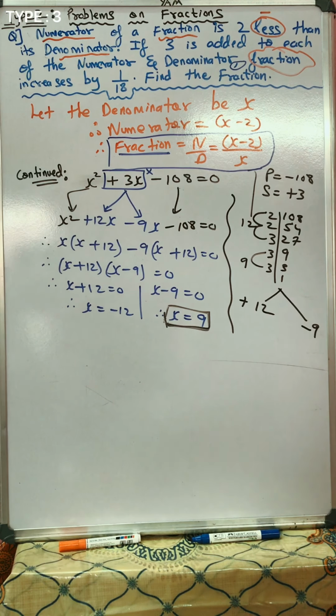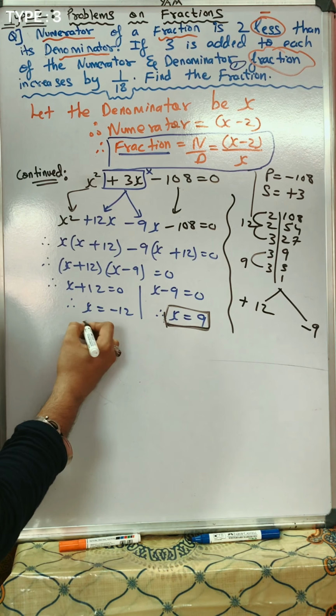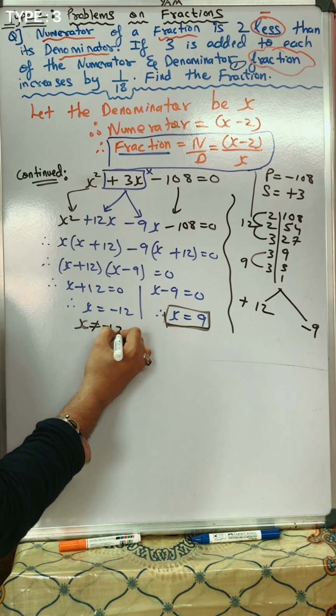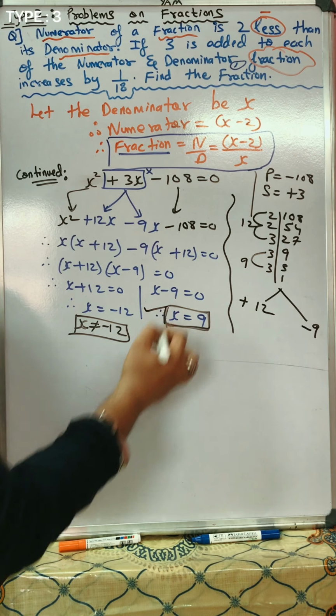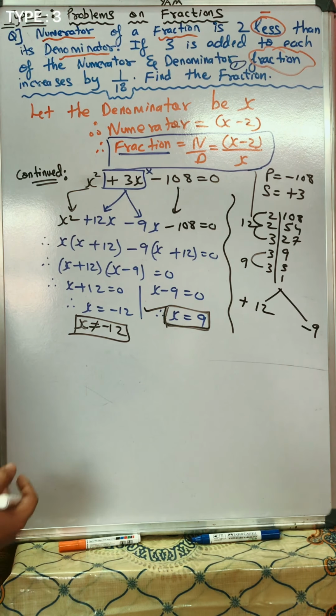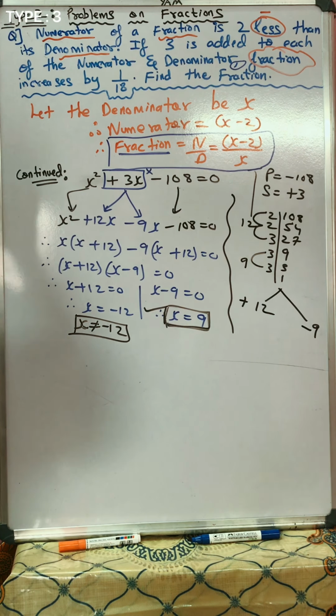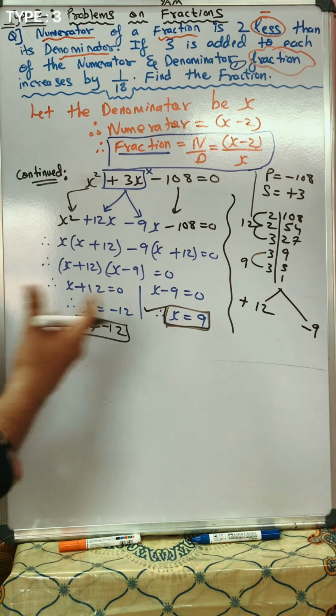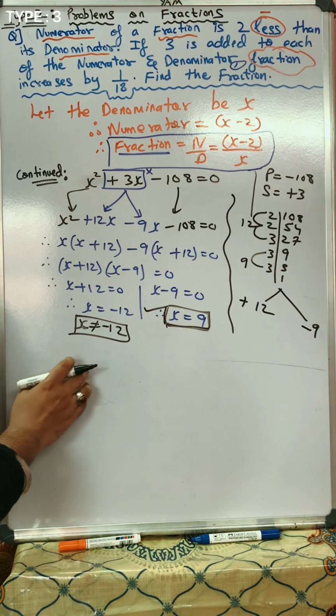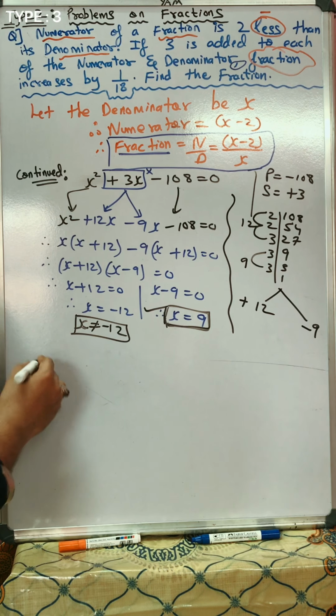Now students, we cannot accept this value of x as minus 12. We will say x is not equal to minus 12 and x is equal to 9. We'll take this value. But why students? Why have we not considered x as minus 12? Nowhere is it mentioned in the question that the fraction should be positive or negative. Nothing is mentioned about it. So for that reason, I'll give you the explanation over here.